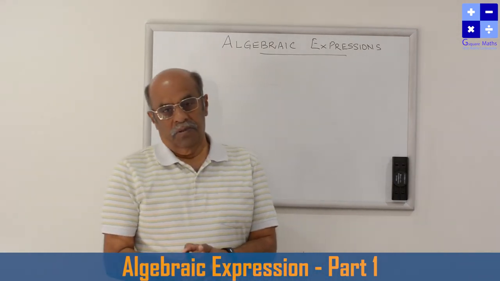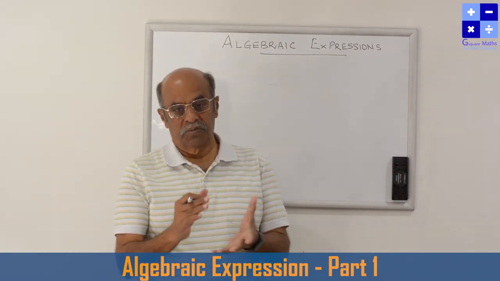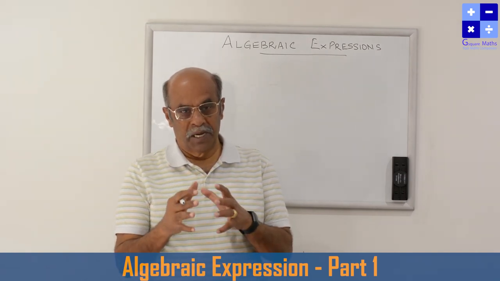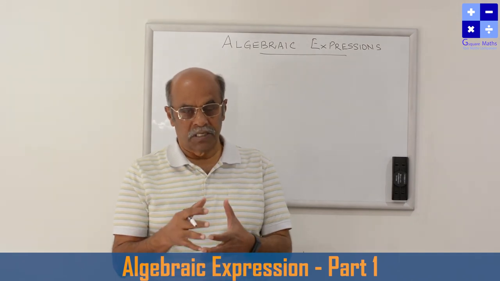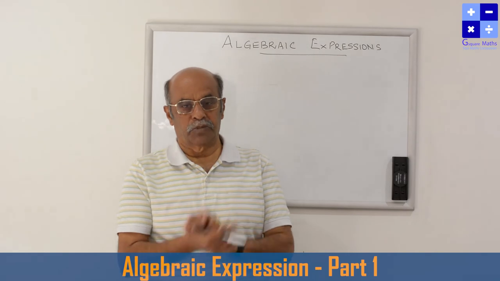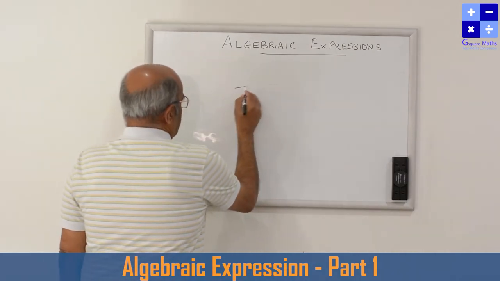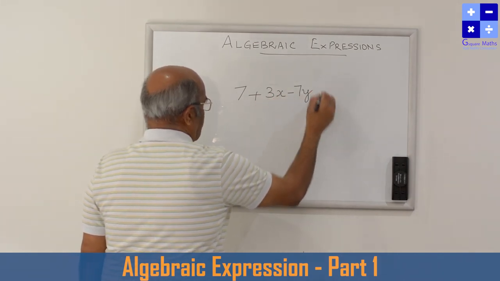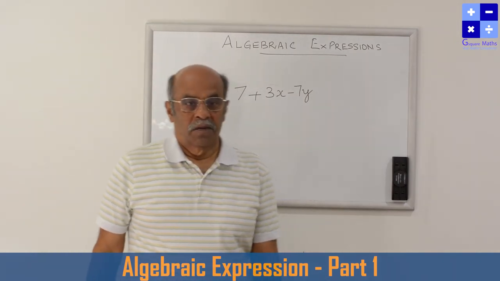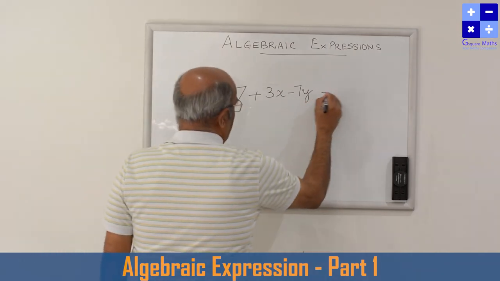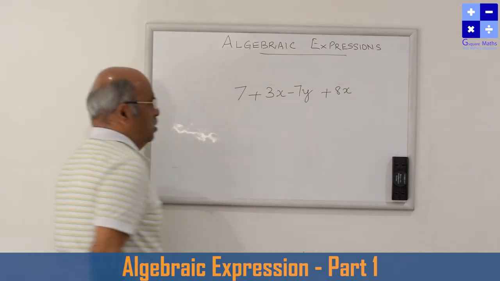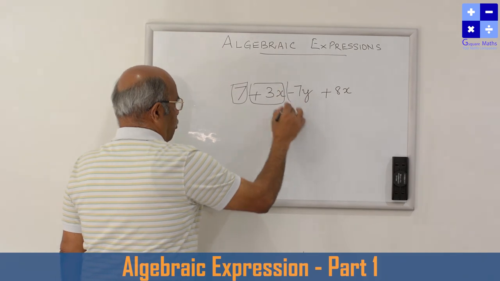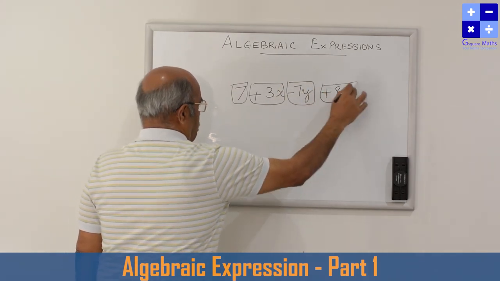Now, let us come to the terms. Of course, we know the terms are separated by plus and minus signs only. Terms are not separated by multiplication and division, though these four operations occur in algebraic expressions. Okay. Now, 7 plus 3x minus 7y plus 8x. How many terms are there? 1, 2, 3, 4. Four terms are there.